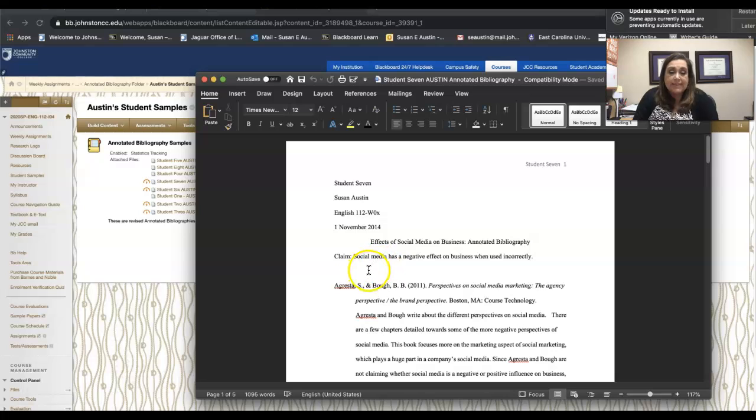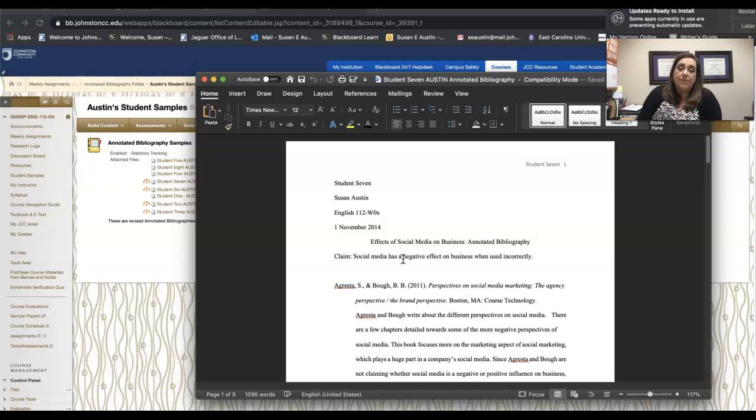Social media has a negative effect on business when used incorrectly. I would say that you want to look at this claim statement as something that is a working claim. It's just to show me where you are right now with your claim. It can shift slightly as you move forward to the other assignments, but your claim serves as your backbone for all of your research. And by the time you get to your proposal essay, you have to have a finalized claim.